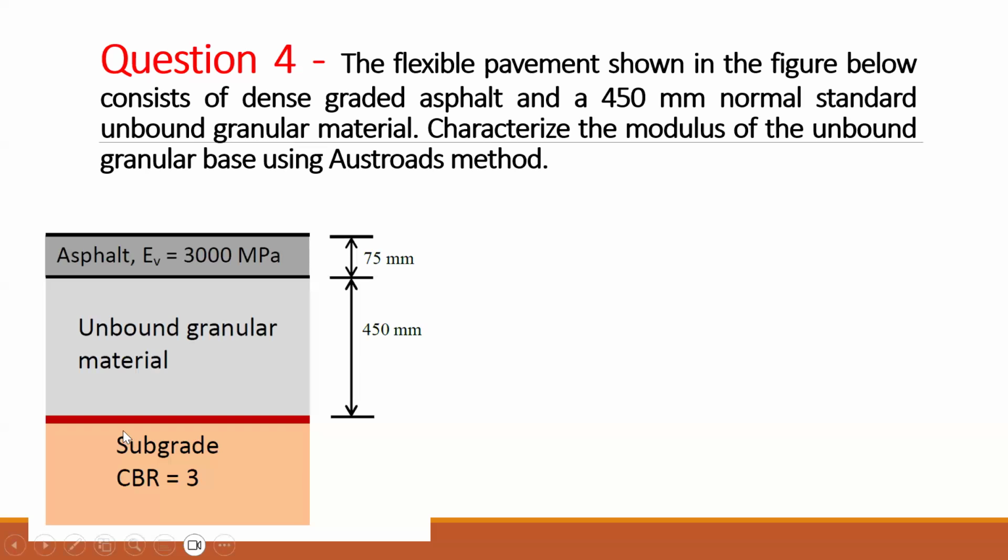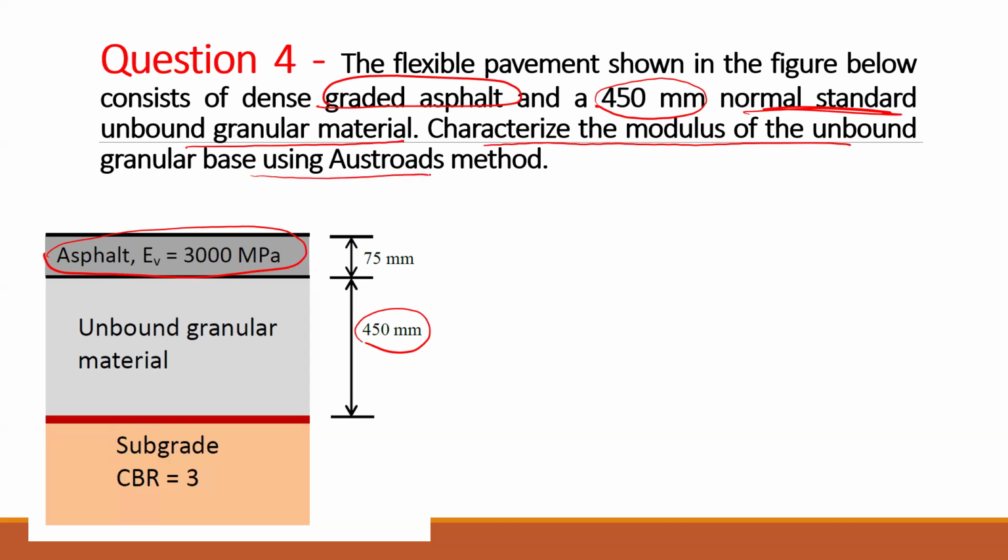Fourth question. The flexible pavement shown in the figure below consists of dense grade asphalt. And so we have a dense grade asphalt layer at the top. So this is the asphalt layer. And 450 millimeters of normal standard unbound granular material. So we have the unbound granular material layer here underneath the asphalt layer. They are asking us to characterize the modulus of the unbound granular layer using the Austroads method.